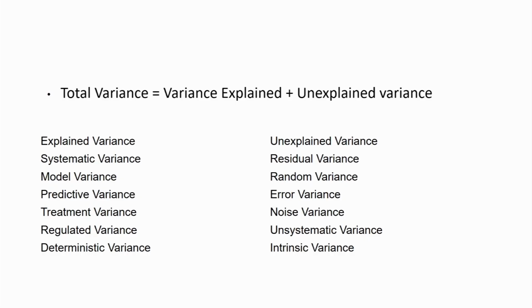Now explained variance is known by multiple synonyms in literature: model variance, treatment variance, regulated variance, deterministic variance. And unexplained variance is also called residual variance, error variance, random variance, noise variance. Let me go by the medical terms. Let's say we were talking about somebody's platelet counts and we want it to change, and we found it has changed, let's say 20%.